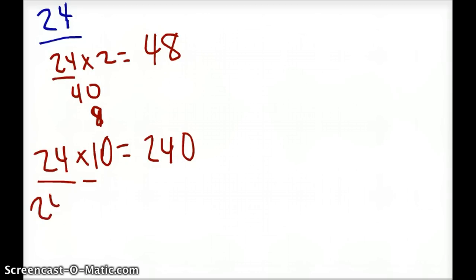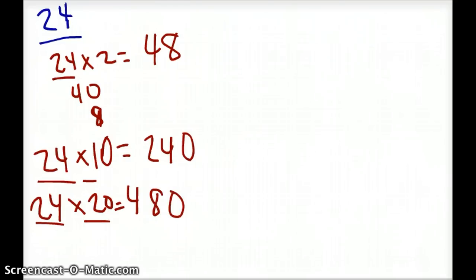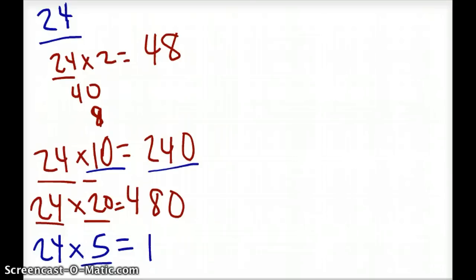How could I find 24 times 20? Well, I know 24 times 2 is 48, and it's got a 0 on the end, so 24 times 20 is 480. I always want to find the 5s. I can easily find 5s because I know 10s. Now, I know that half of 240 would be 120. So now I found 24 times 5.